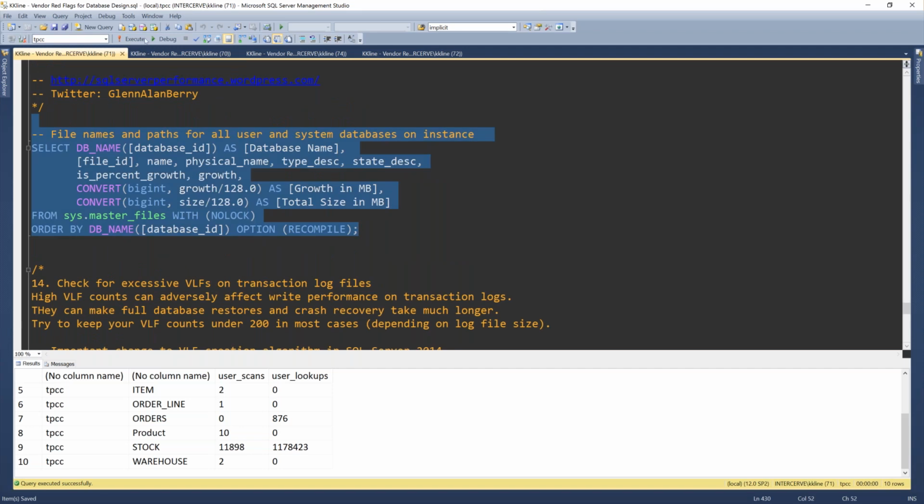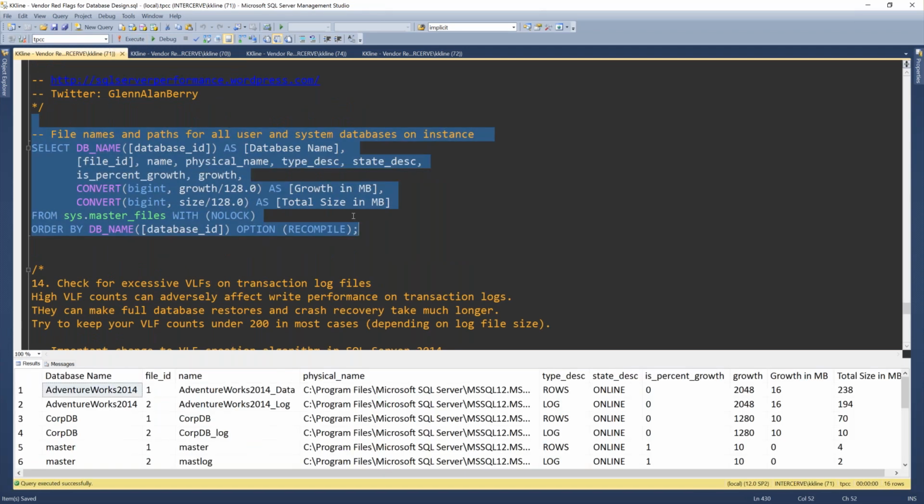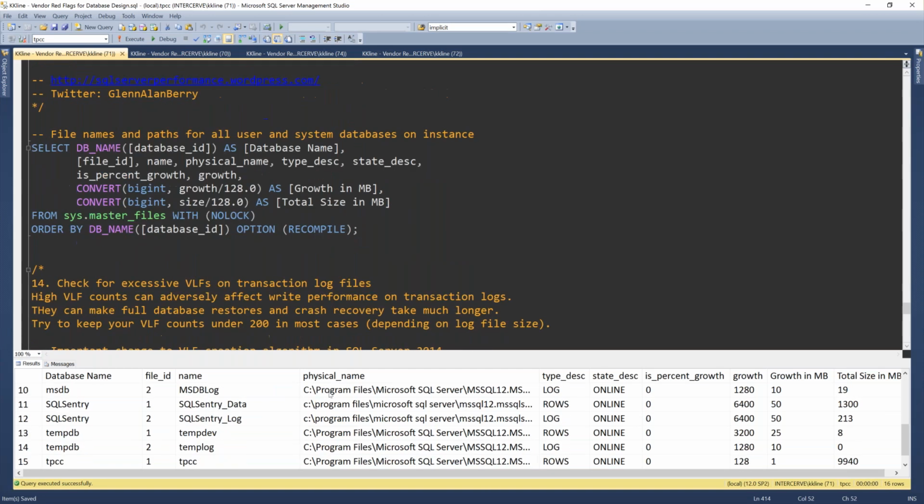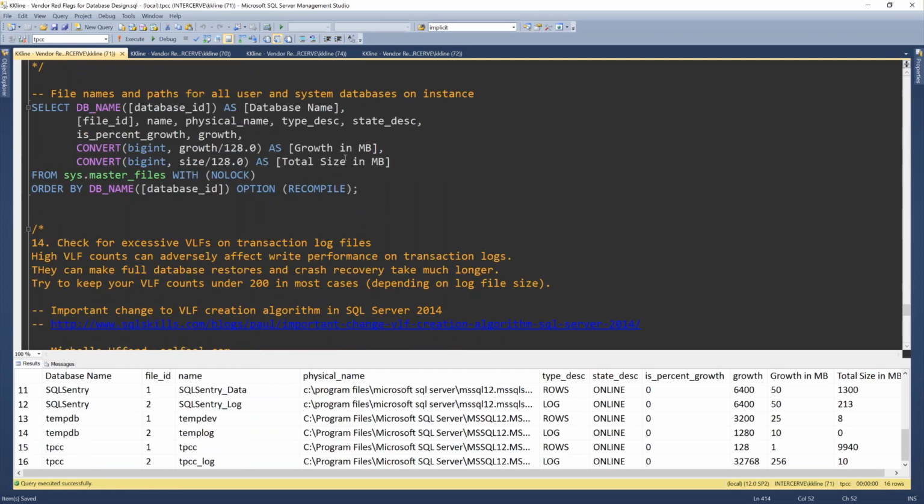So when we pull this particular query, as Glenn says here, we want to look for things like, are all of the database files on drive C? If that's the case, that's a red flag. Is there only one file for TempDB? If that's true, then that is a red flag. So again, you can see all of these bits of information down here below, and we know that this is a pretty big deal.